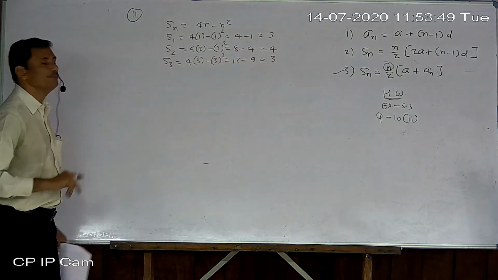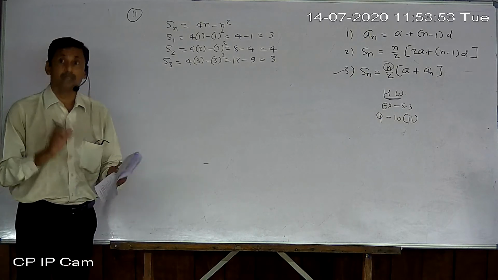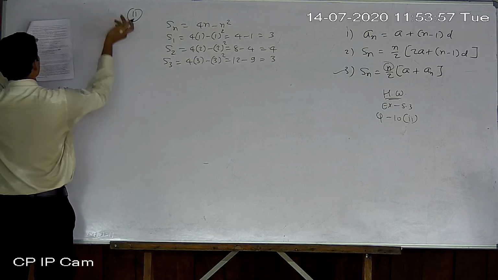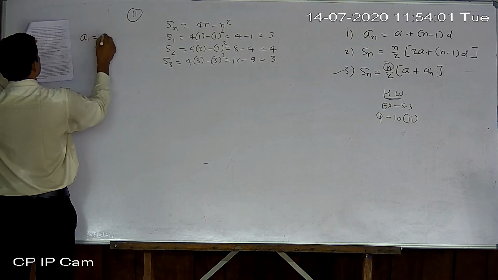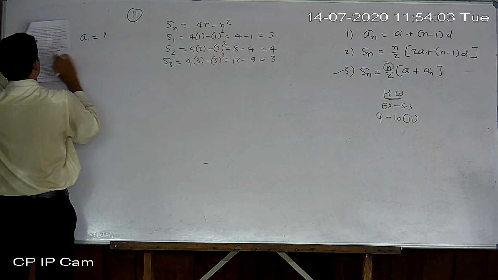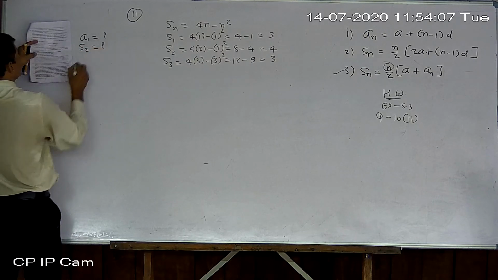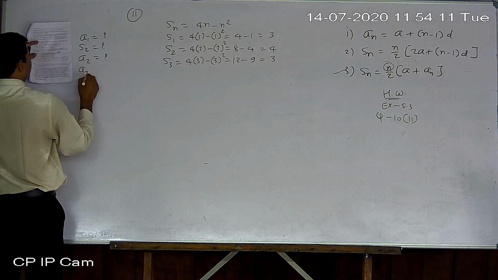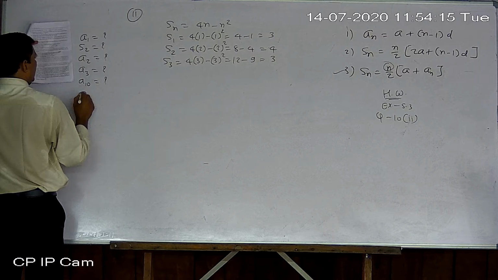Okay. Now, what do they ask? They have asked many questions. Let me list down all the questions they are asking. What is the first term? That means A1 is asked. What is the sum of first two terms? S2 is asked. What is the second term? A2 is asked. Find the third term, find the 10th term, and find the nth term.